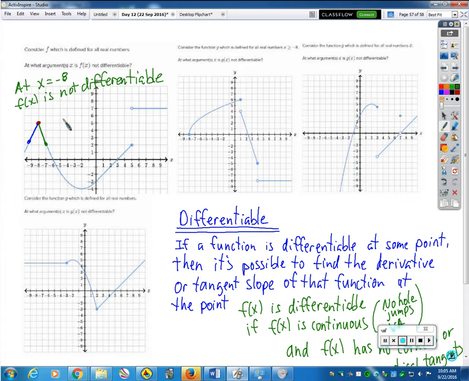Another example, look here. So if I want to find the tangent slope at this point, if I create a point to the right, and I create a point to the left, and I create secant slopes.